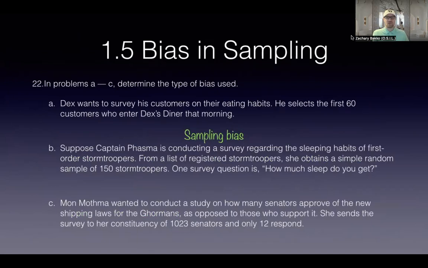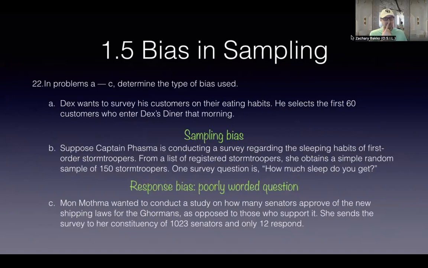Okay. Suppose Captain Phasma is conducting a survey regarding the sleeping habits of first-order stormtroopers. From a list of registered stormtroopers, she obtains a simple random sample of 150 stormtroopers. One survey question is, how much sleep did you get? Well, how are you measuring sleep? Are you going to say, I got enough sleep? Or, oh, I got 8 hours of sleep? Or are they going to represent it in minutes, right? So we have response bias. It's going to be a poorly worded question.